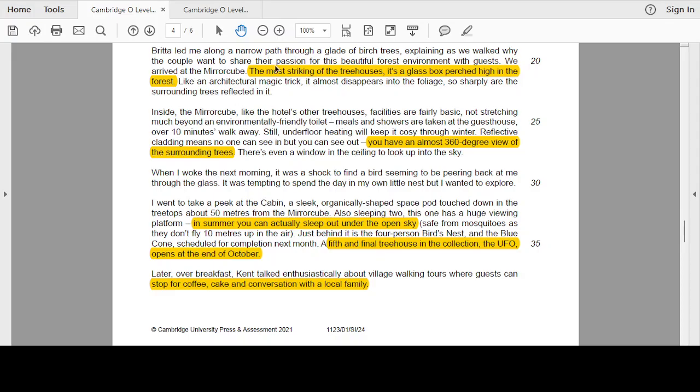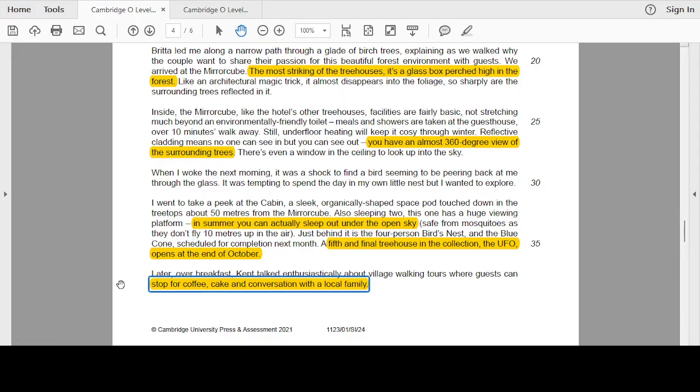And you take them together, and what would be appealing is that you could say it is a variety or range or choice of different tree houses. And they all have their special features. So the cabin is organically shaped, and the mirror cube is perched high in the forest, disappears into the foliage. So individually I wouldn't go for these, but together they could make a point, and they do actually. It is a valid point that you have a range or a variety of tree houses available.